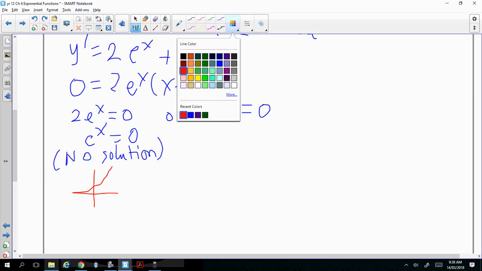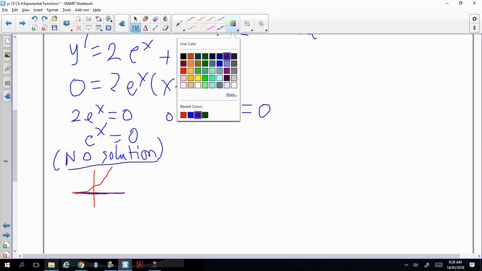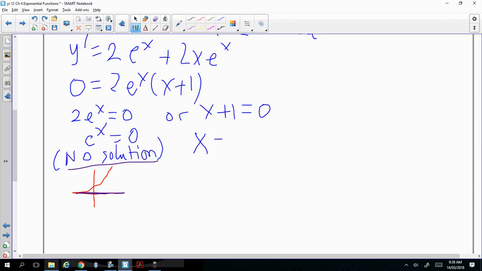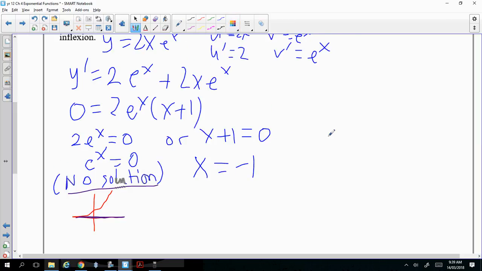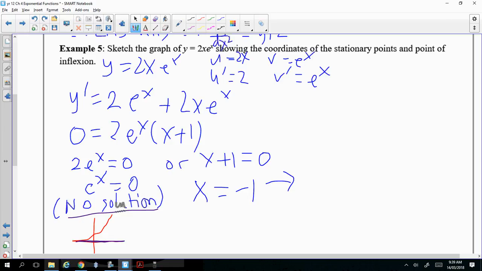So after you do this, you're going to find the y value. How do you find the y value? Substitute -1 back into the equation y equal to 2x e to the power x. y equal to 2 times -1 times e to the power -1, which is -2 e to the power -1. Okay? So that's your stationary point.